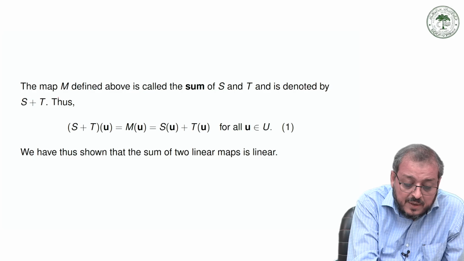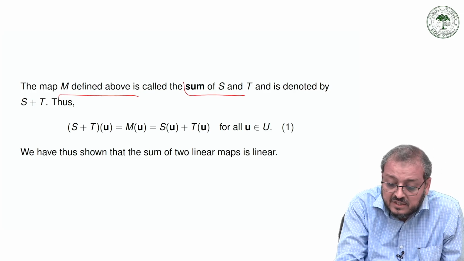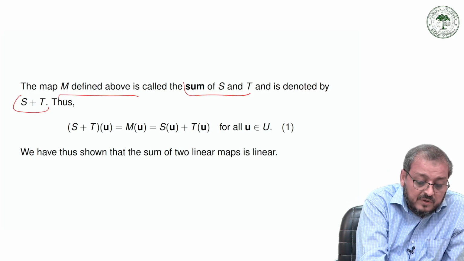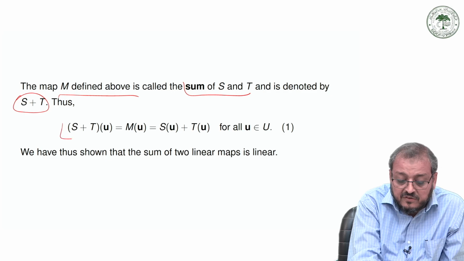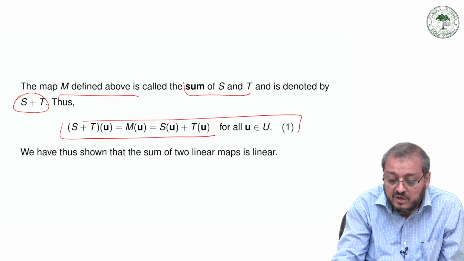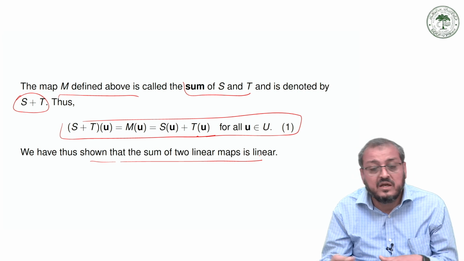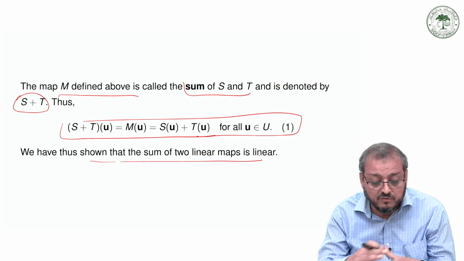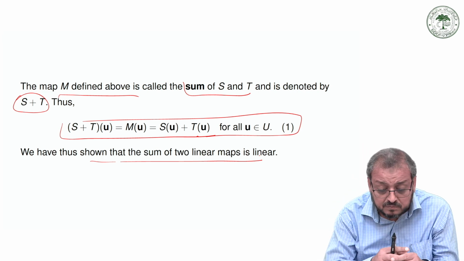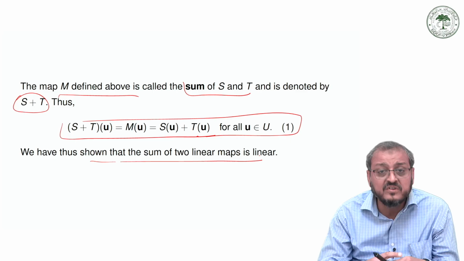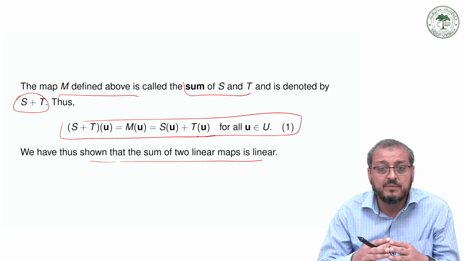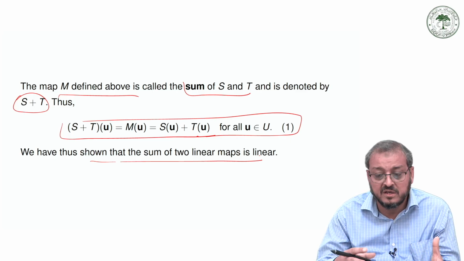So this M is called the sum of S and T and is denoted by S plus T. So the sum of two linear maps is again a linear map. This is one of the conditions we had to prove. That means if you take two linear maps, then the sum is again a linear map.